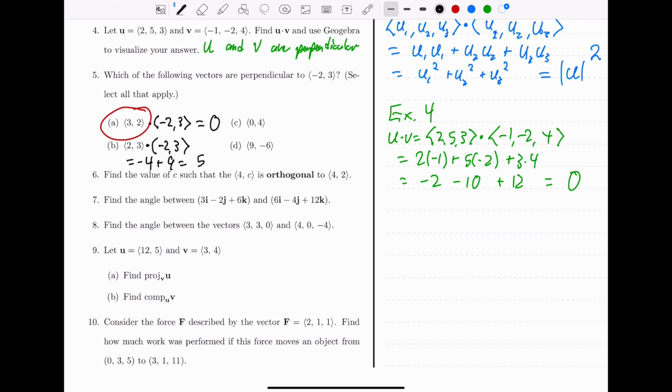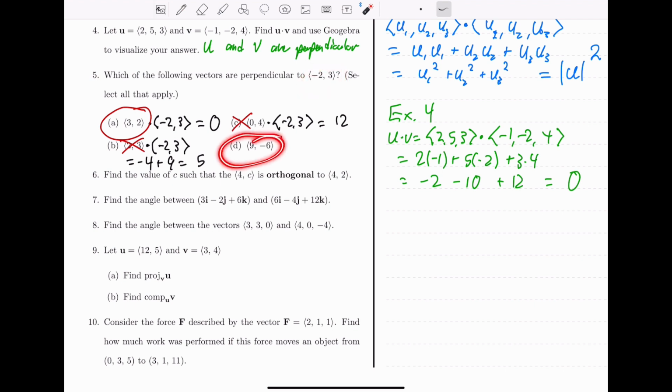And we get 5. That's not 0. So 2, 3 is not perpendicular to the original vector. Let's try 0, 4. We're going to find the dot product of that with negative 2, 3. 0 times negative 2 is 0, so we just have 4 times 3, which is 12. That's the dot product. It's not 0, so part C is not perpendicular to negative 2, 3.